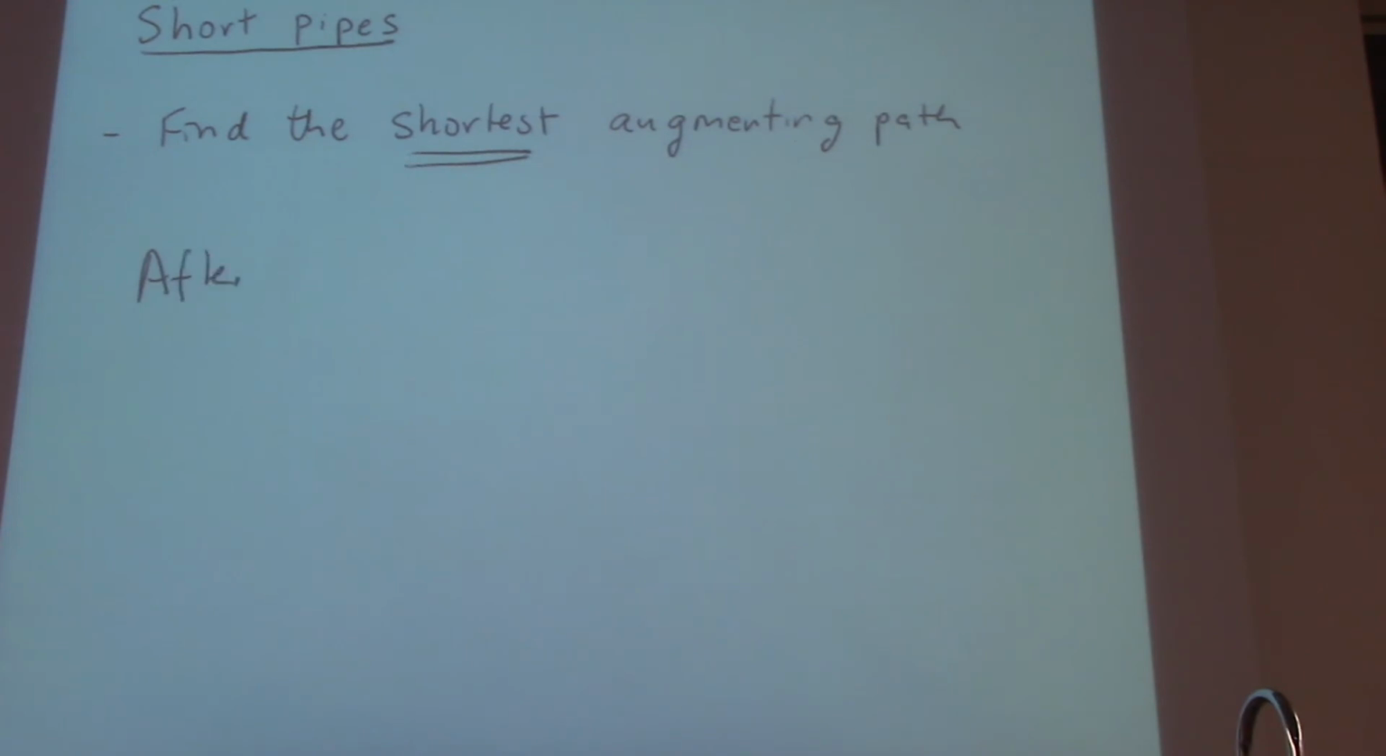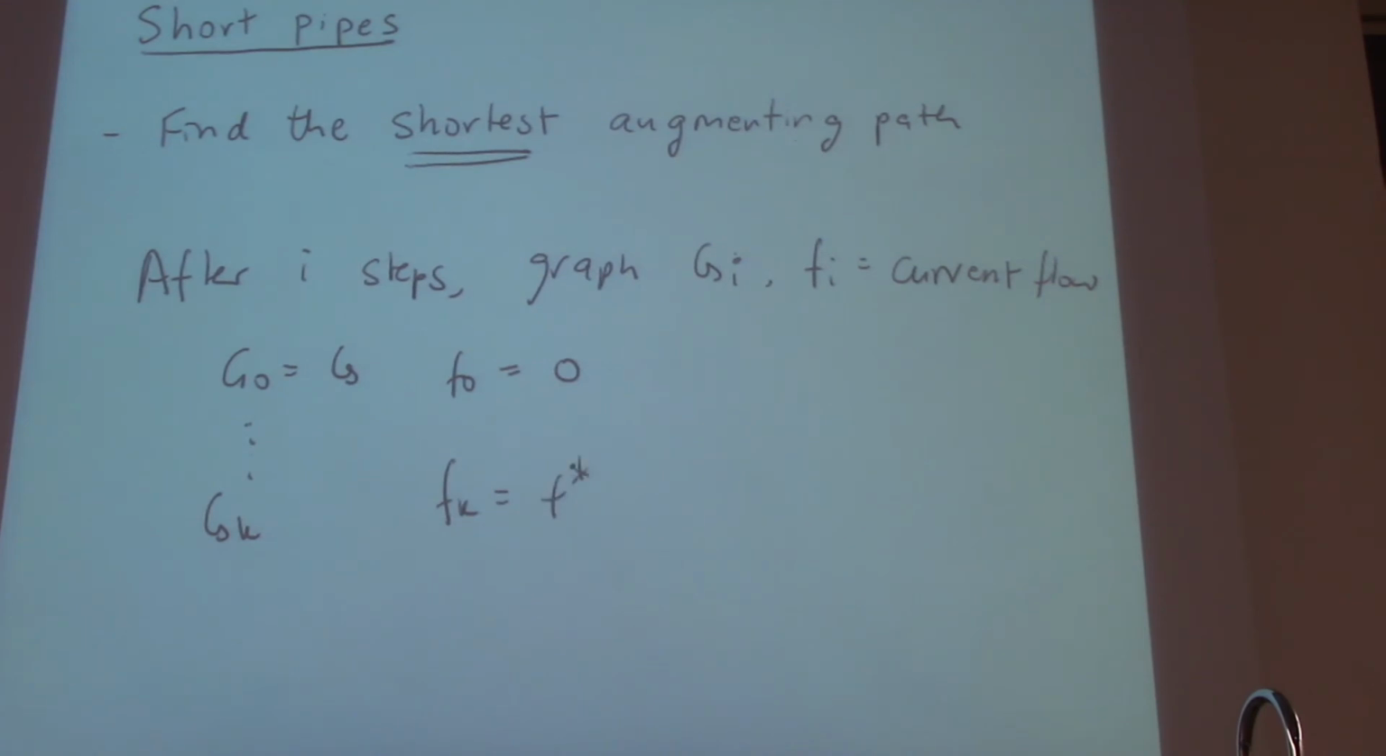So after i steps, we have a graph G_i, and let F_i be the current flow. So G_0 is the original graph, F_0 is equal to 0, and then after some number of steps, you have G_k, and F_k is the final optimal flow. And our goal is to figure out what k is. So you do one step, you augment it.